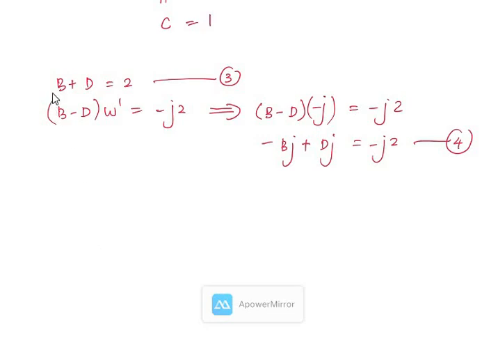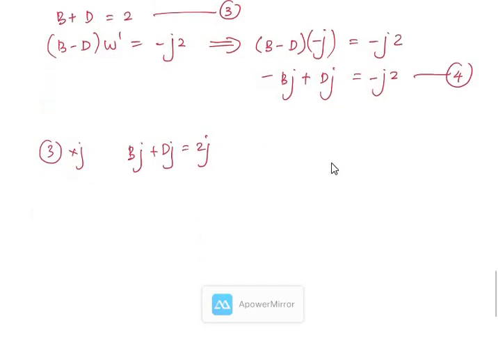If you look here, this is B plus D equals 2, and this one is the minus Bj. So if I want to do the operation plus or minus, I must multiply equation 3 with j, then only I can do the operation. So I multiply equation 3 with j and I get Bj plus Dj equals 2j. Now all have Bj, Dj, so I can do the operation. I assume this is equation number 5.